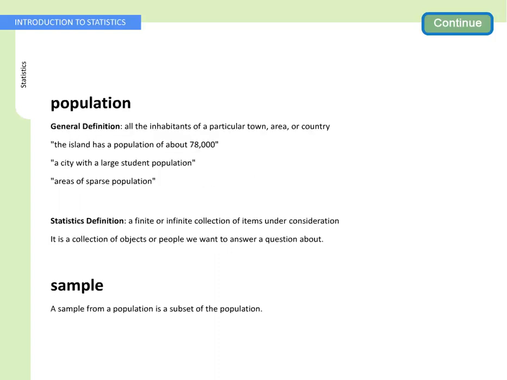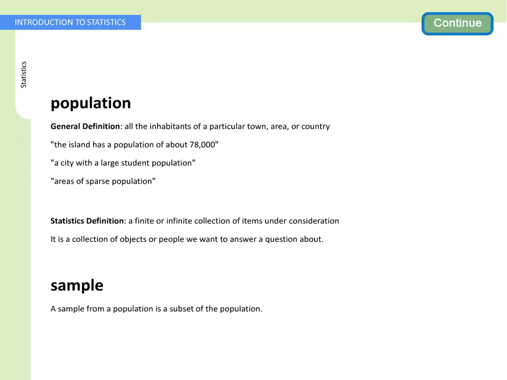These are the first two terms you encounter in statistics: population and sample. What is the definition for population? Looking up the word population, the general definition is all the inhabitants of a particular town, area, or country. In sentences we say, the island has a population of about 78,000, a city with a large student population, or areas of sparse population. In statistics the definition is different.